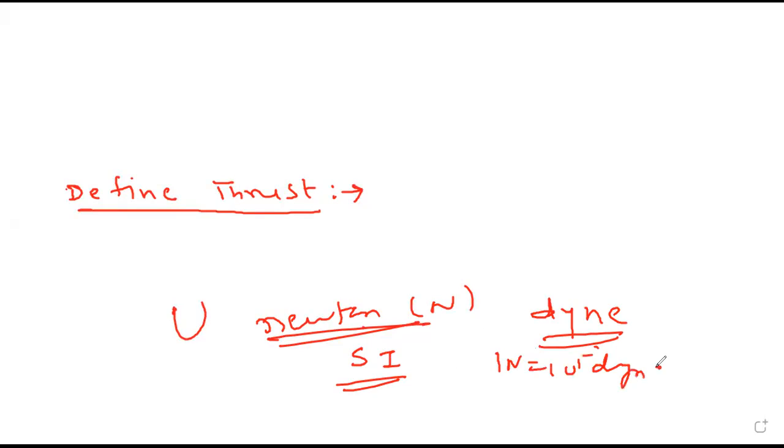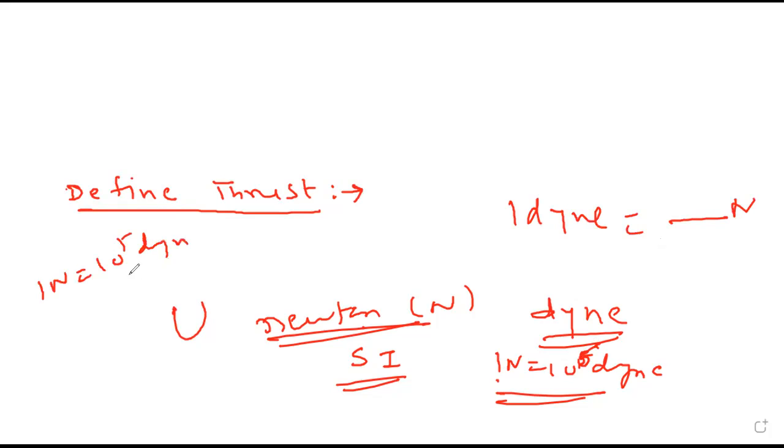This will surely come as a fill in the blanks or MCQ. 1 Newton is dash dyne. But they are also very smart, they may ask 1 dyne is dash Newton. What will you write? If 1 Newton is 10 raised to 5 dyne, so 1 dyne will be how much? 1 upon 10 raised to 5, it will become 10 raised to minus 5. So usually they may ask you the opposite because they know you have learned it by heart. Have you followed till this?